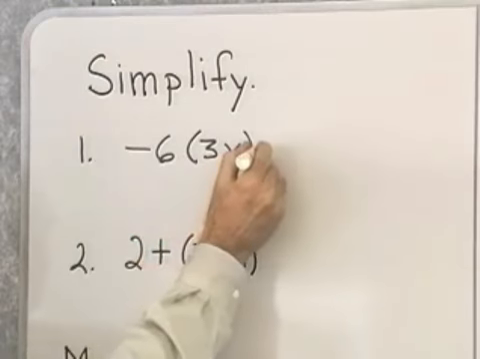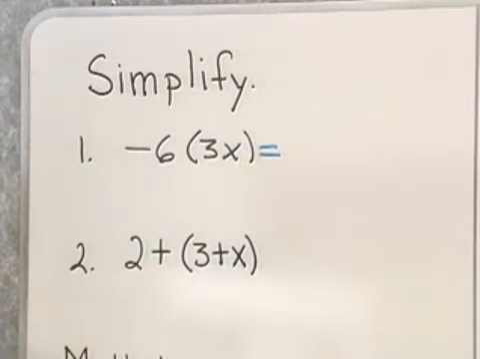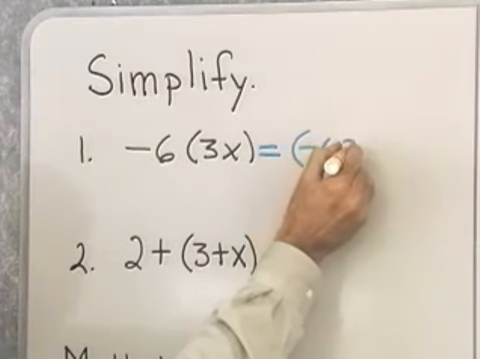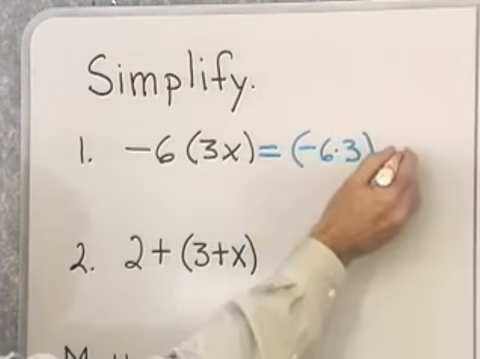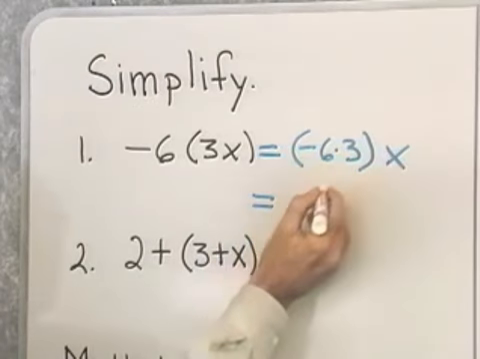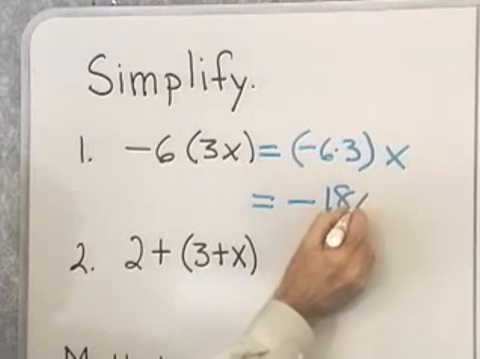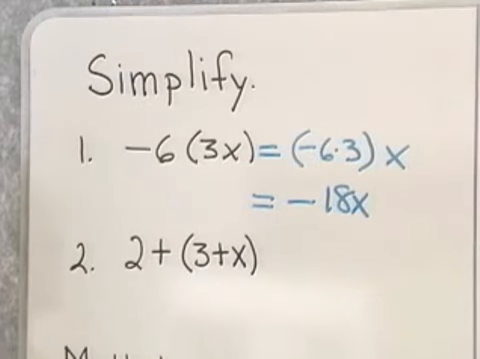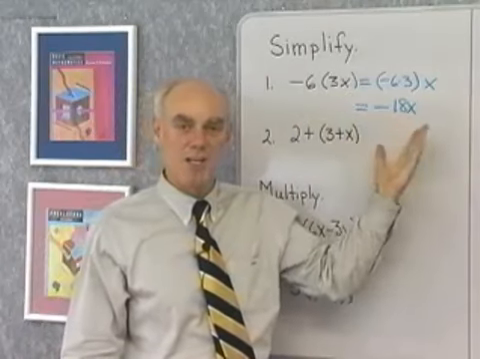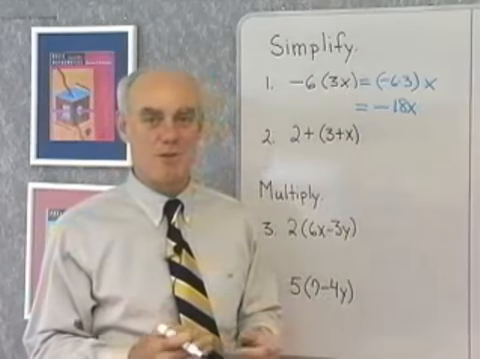The reason why that's true is because of the associative property for multiplication. I'm going to change the grouping so that I multiply negative 6 and 3, and then what I get times x. Now, negative 6 times 3 is negative 18, times x. So the reason why negative 6 times 3x is negative 18x is because of the associative property for multiplication.